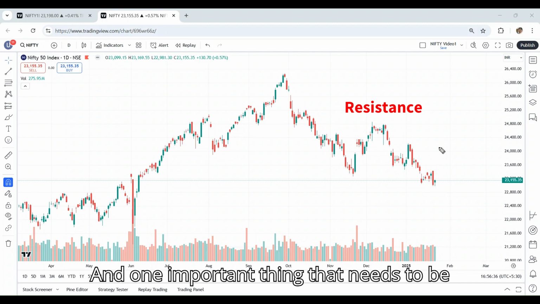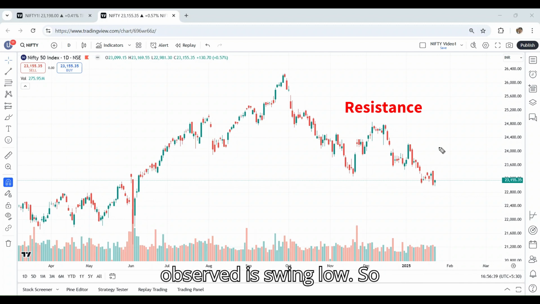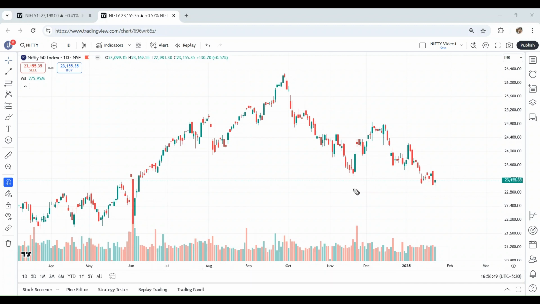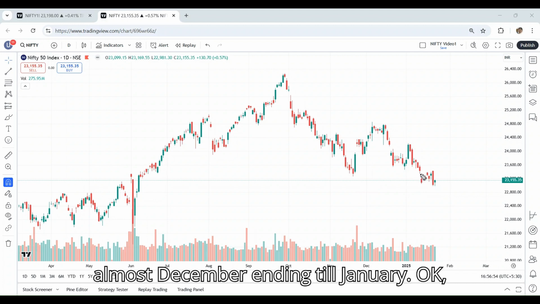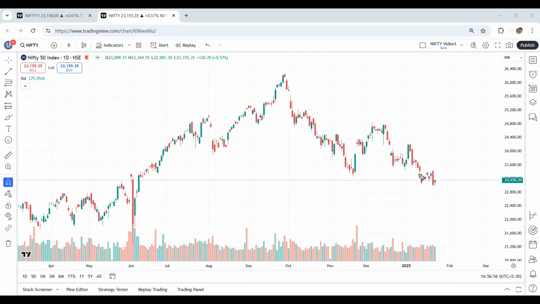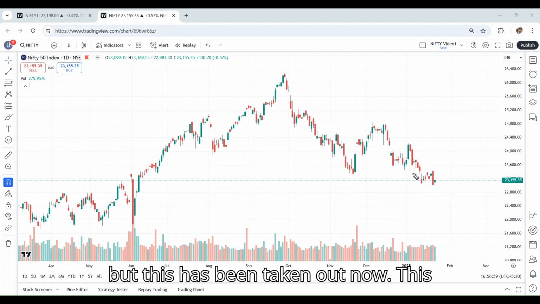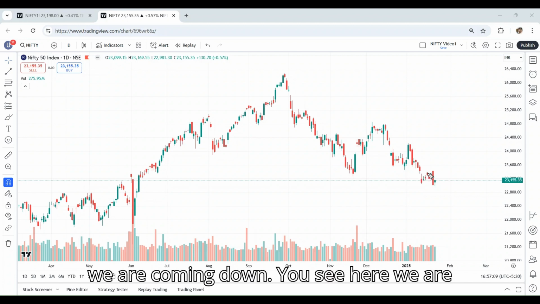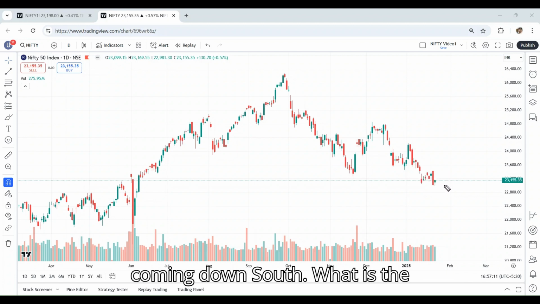And one important thing that needs to be observed is the swing low. So this is the swing low which acted as a reference for almost this period, from the end of November to the end of December, till January. Okay, but this has been taken out now. This low has been taken out here, and whenever we are reaching this level, we are coming down. You see here, we are coming down.